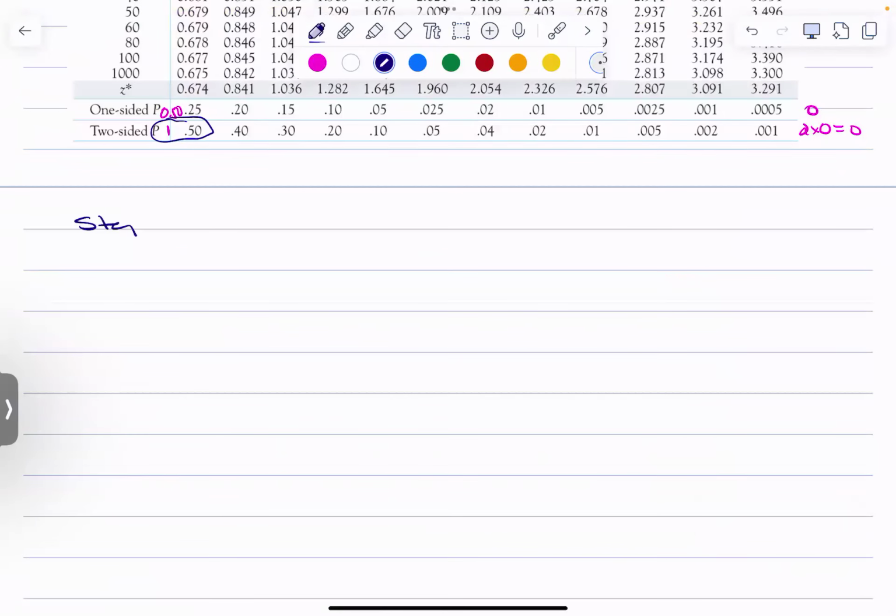Step 4, conclusion. This is your time to show off everything that you know, right? You know that you have a two-sided p-value and you know a range for it, so why not write that down?